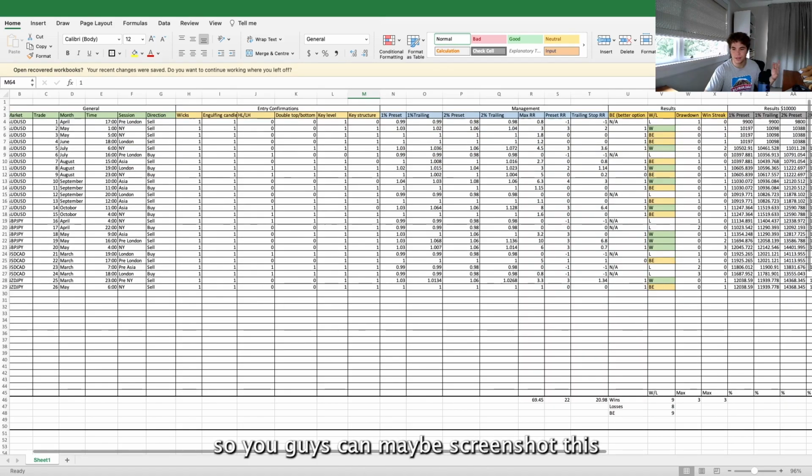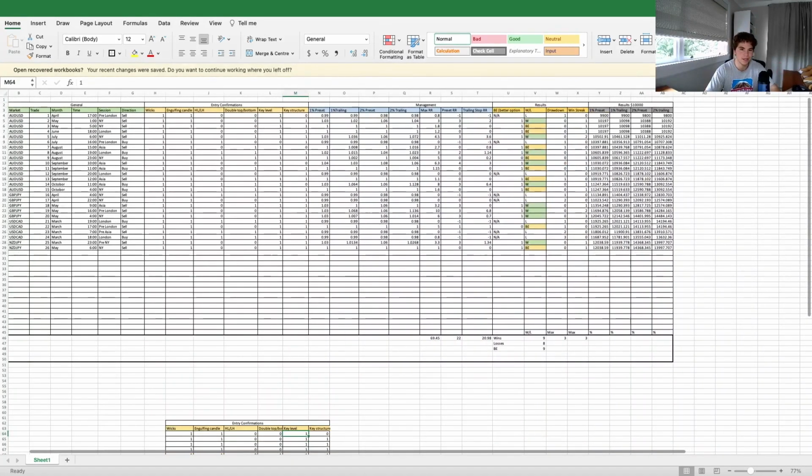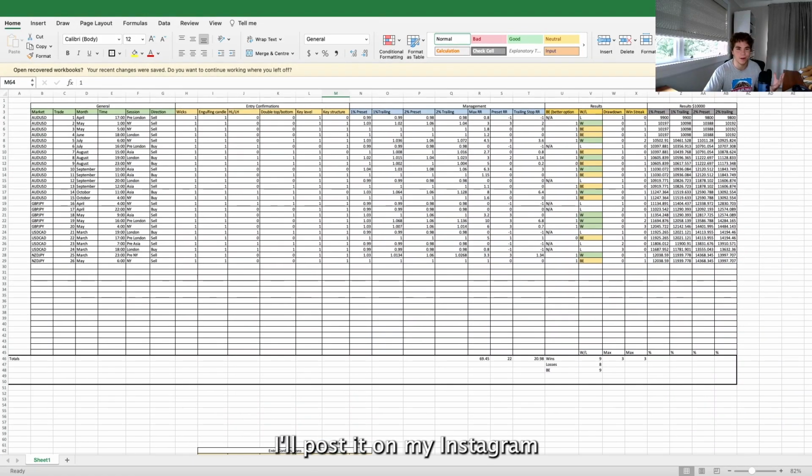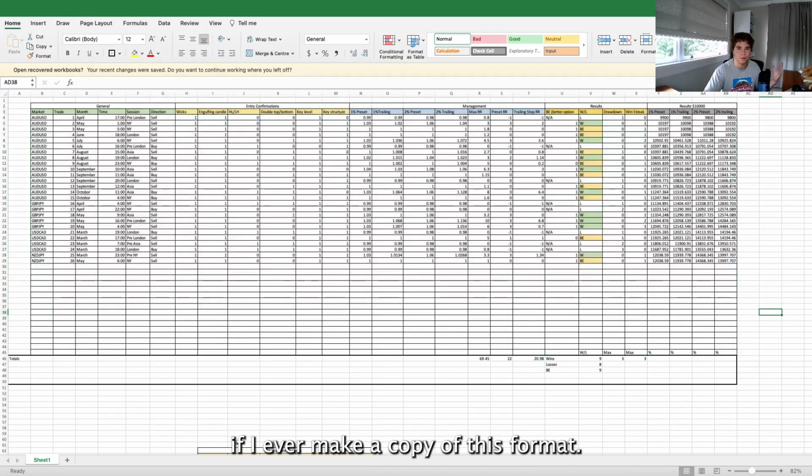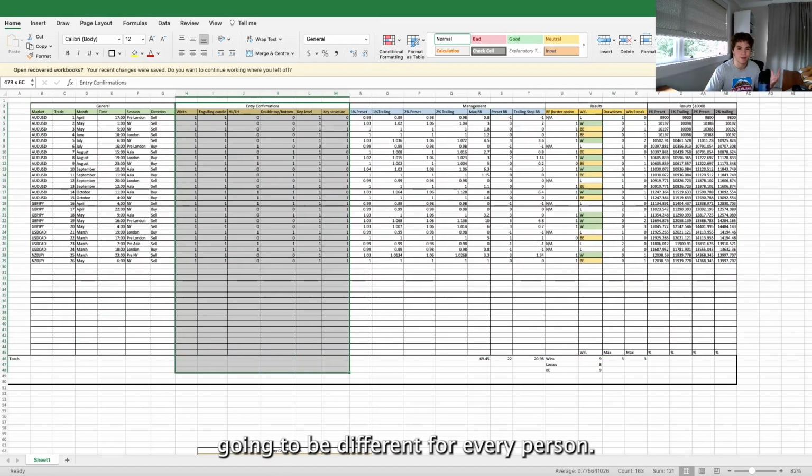I'll zoom out a bit so you guys can maybe screenshot this if you want and make your own. I'll post it on my Instagram if I ever make a copy of this format, but remember it's going to be different for every person.